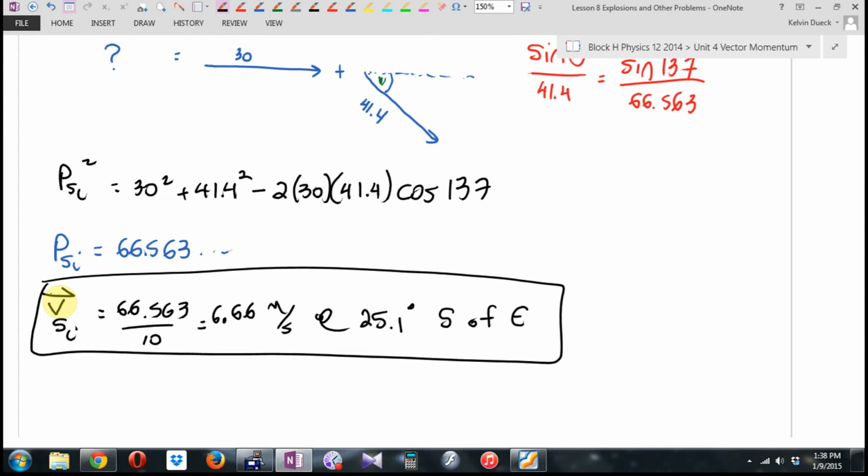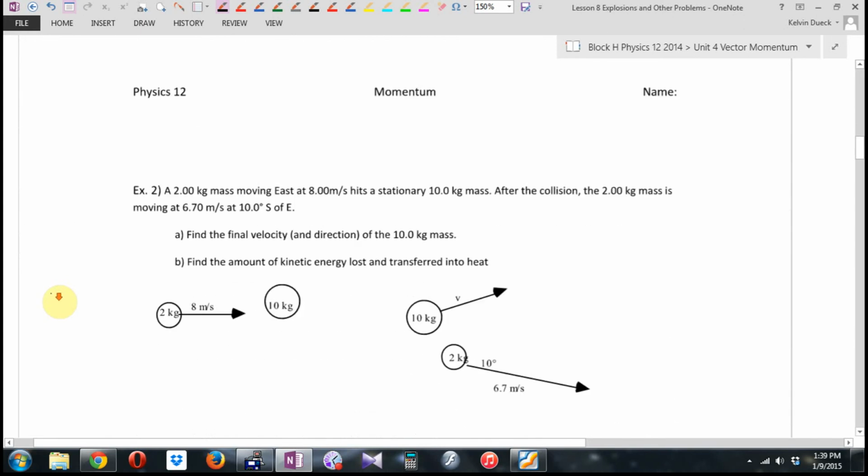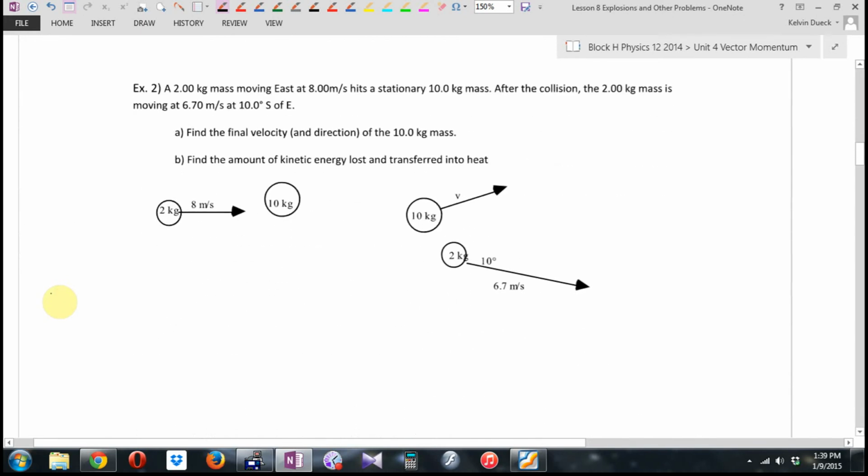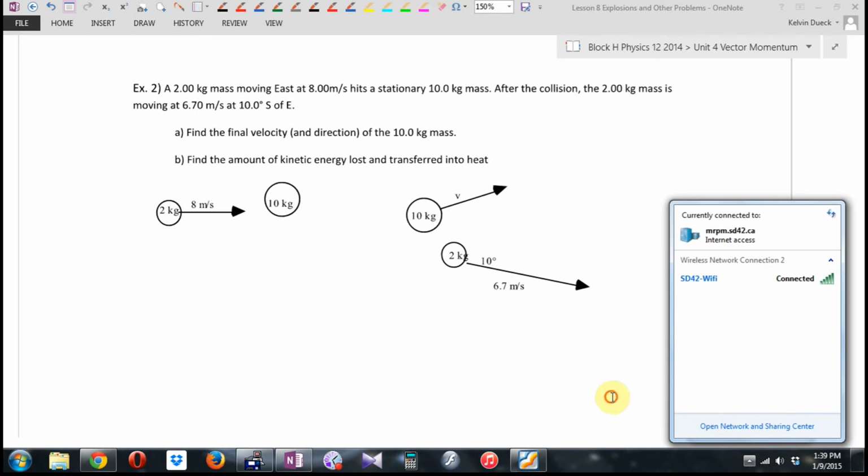What else could I ask with a question like this? Next page. Here's a collision again. This time they gave me a lovely diagram. That's nice. It says, find the final velocity, magnitude, and direction of the 10 kilogram mass. You know what? That's got to be fairly similar, I think, to what I just did. Oh, B, little twist. Find the amount of kinetic energy lost and transferred into heat.